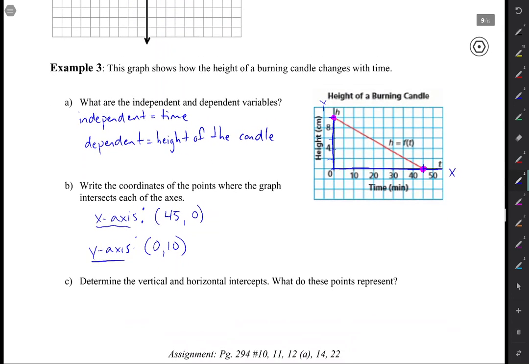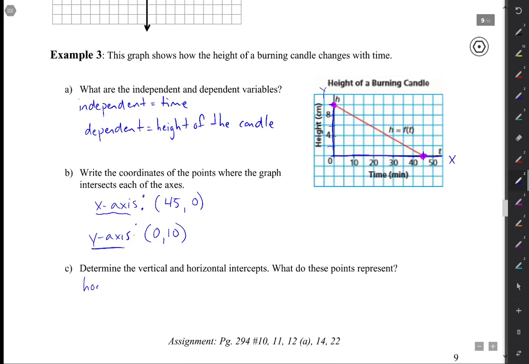And finally, it says determine the vertical and horizontal intercepts. What do these points represent? So this question is actually similar to B. So let's start off with the horizontal intercept. So where the graph intercepts the horizontal axis, it's exactly where we said up here. It's at 45. So I'm going to put x is equal to 45. That's where it intersects the horizontal axis.